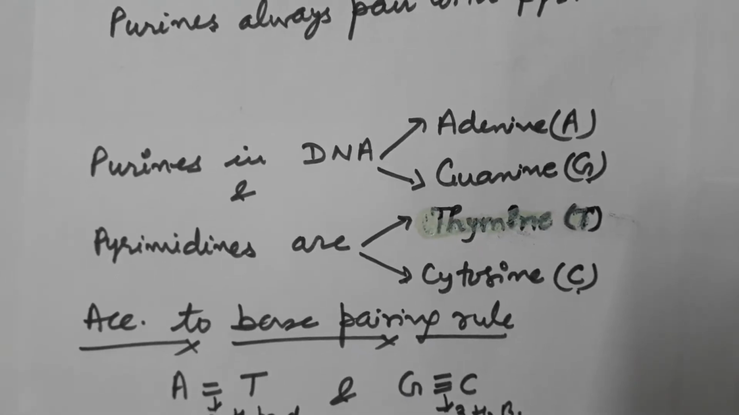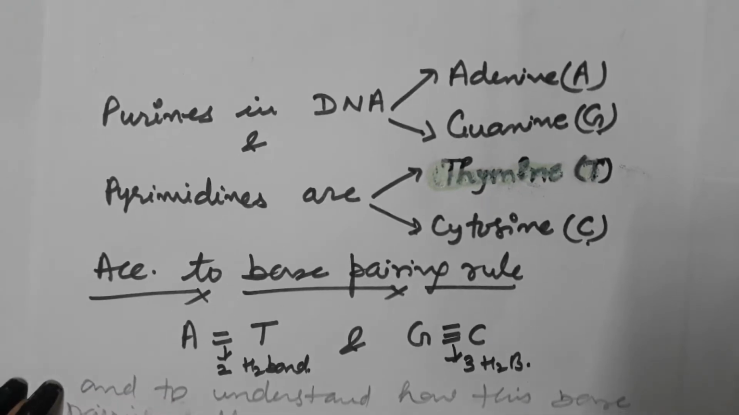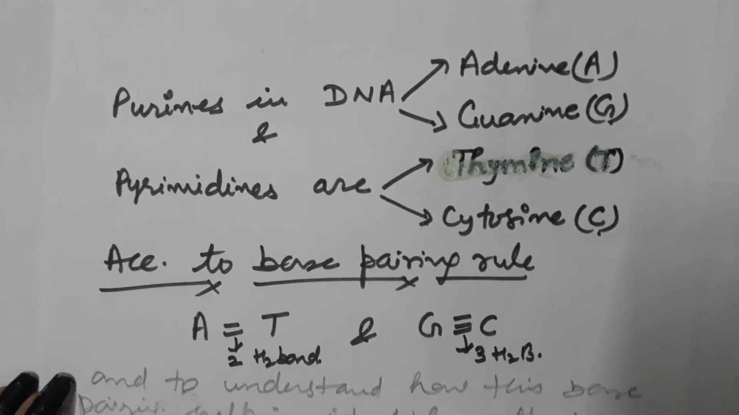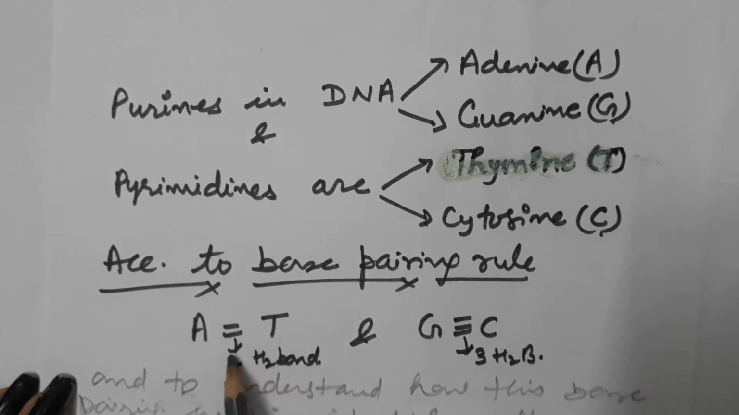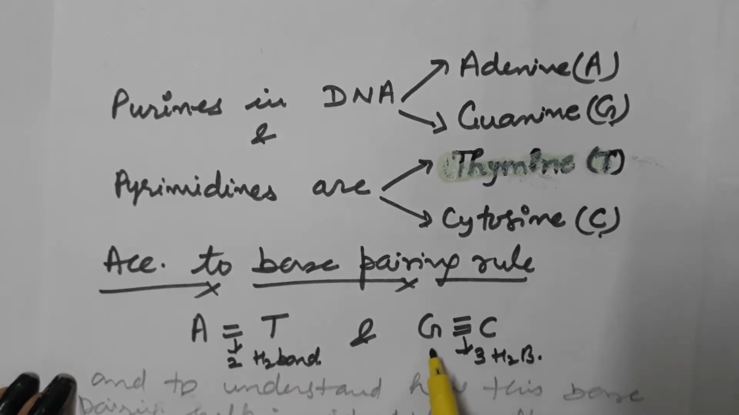What the base pairing rule tells is that purine always pairs with pyrimidine. So according to this, A is a purine and always pairs with pyrimidine T with the help of 2 hydrogen bonds. Similarly, G is a purine and always pairs with pyrimidine C with the help of 3 hydrogen bonds.